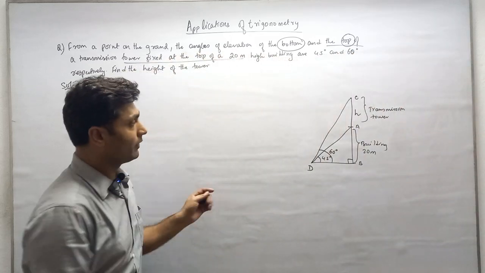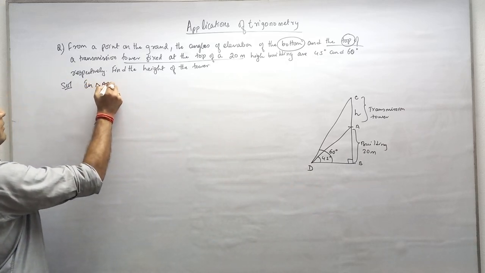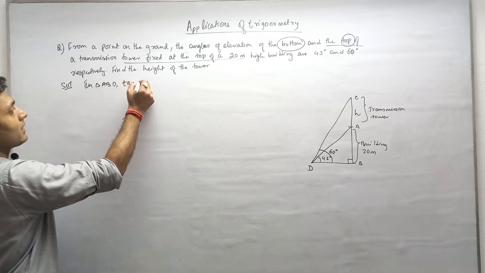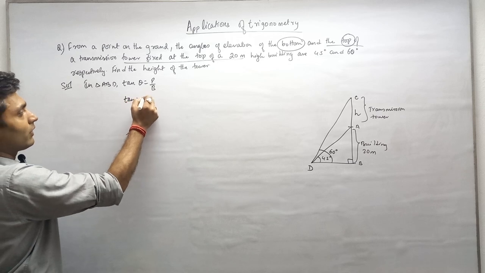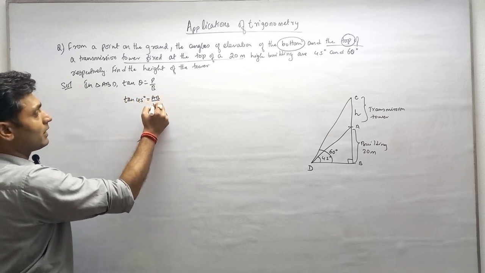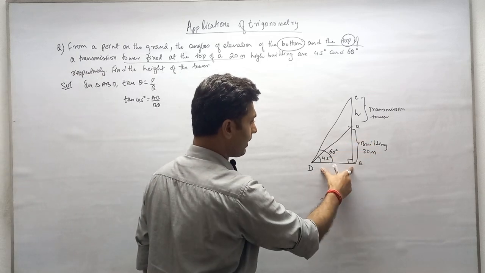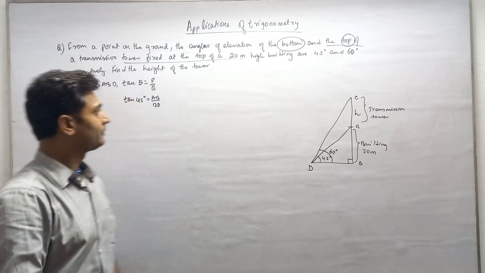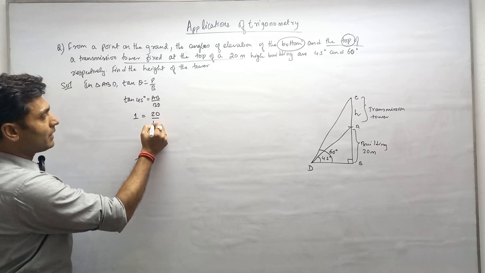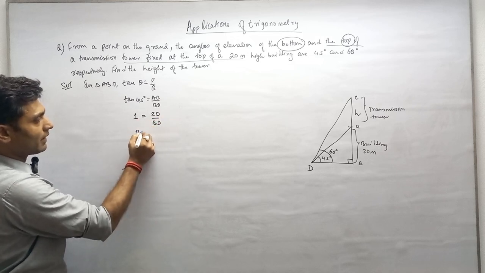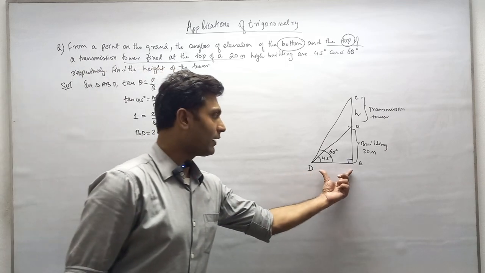The first triangle we'll take is ABD. In triangle ABD, tan theta is perpendicular by base. Tan 45 degree is equal to AB divided by BD, right? So tan 45 degree, the value is 1, AB is 20 and BD we don't know. If we cross multiply, we get BD is equal to 20 meters. So now we got the value of BD.